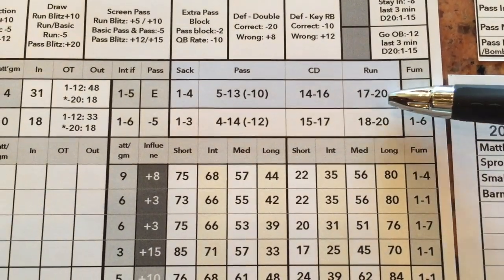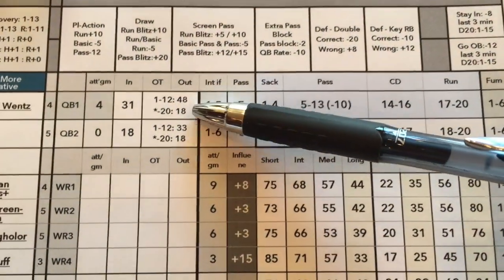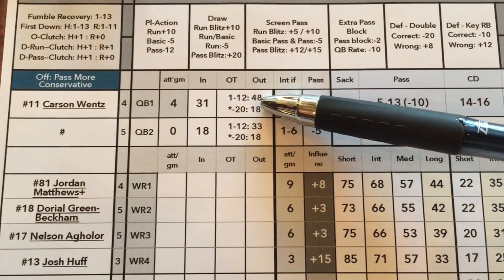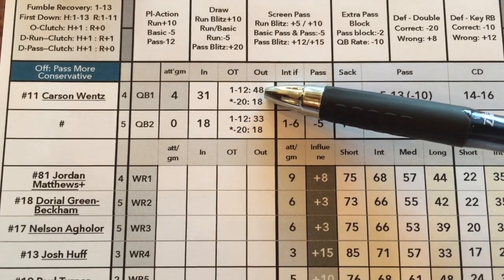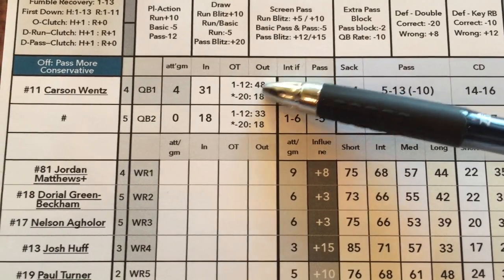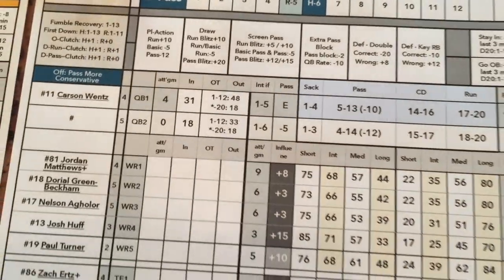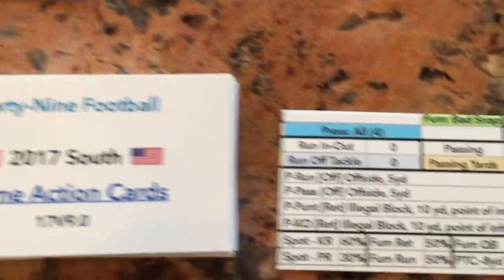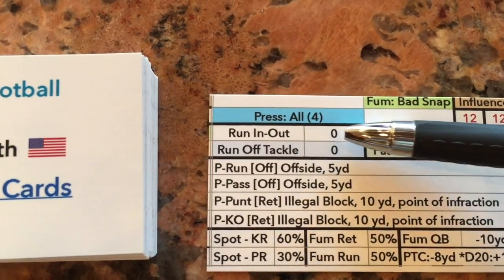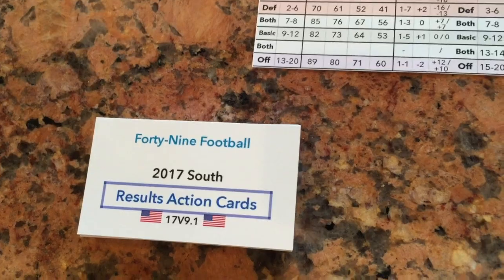And then if it's a 17 to 20, he's going to run. And if he does run, you're going to roll another d20. If the roll is 1 to 12, his running number is a 48. If it's a 13 to 20, his running number is an 18. And then you'd resolve the run first by modifying the run in out if there's a modifier there, and then going to the results action card.